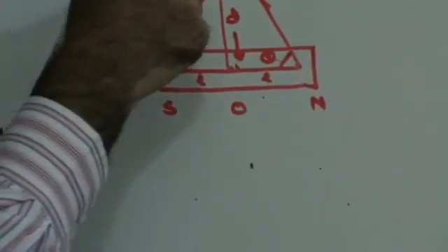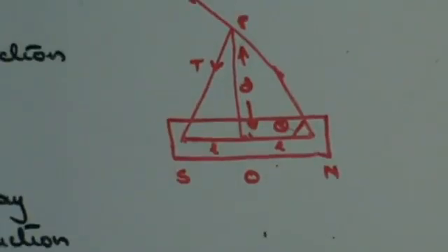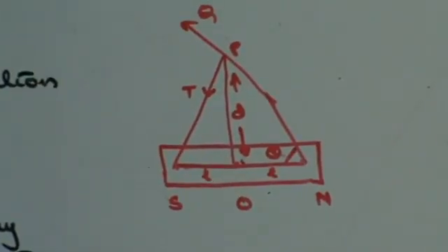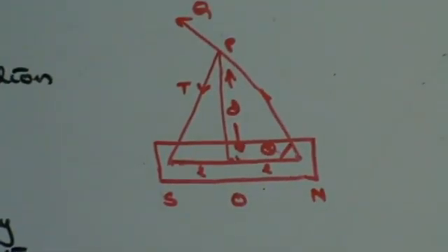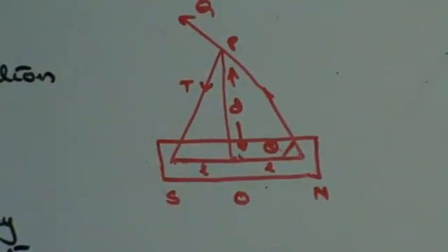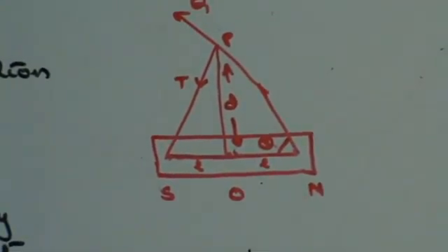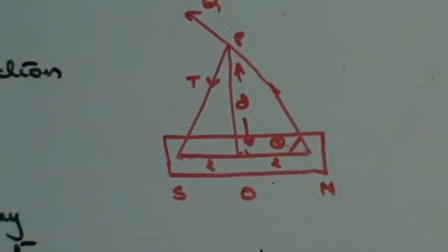Now, one more thing. The north pole is going to exert a force in the direction of PQ and the south pole in the direction of PT. We have to find out the net direction in which it is going to move. We'll see that later. First, let's write these assumptions down.